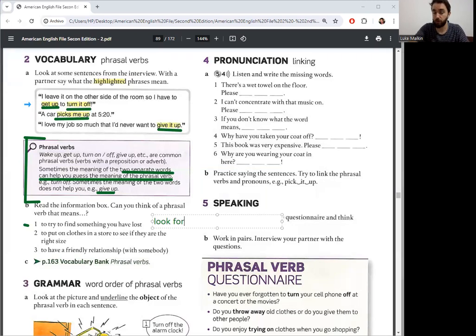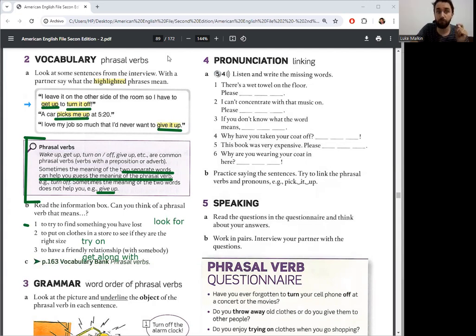Yeah, to look for or search for. Number two, to put on clothes in a store to see if they are the right size. That's try on. To test clothes. We don't test clothes, we try on clothes. Check the size. And to have a friendly relationship with someone. Get along with. Get on is also fine. Get along with. Three words for one meaning. To have a good relationship.